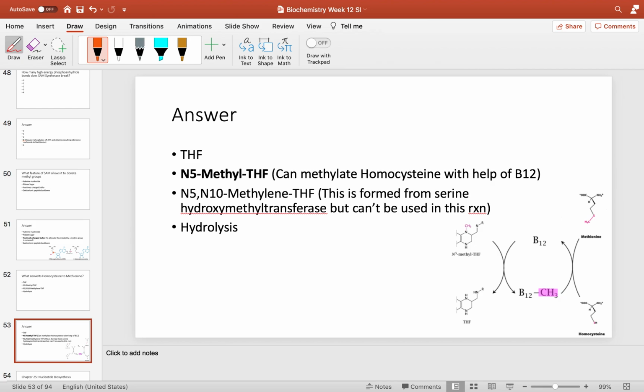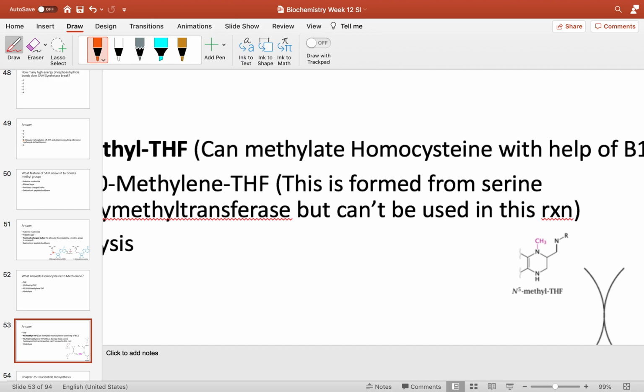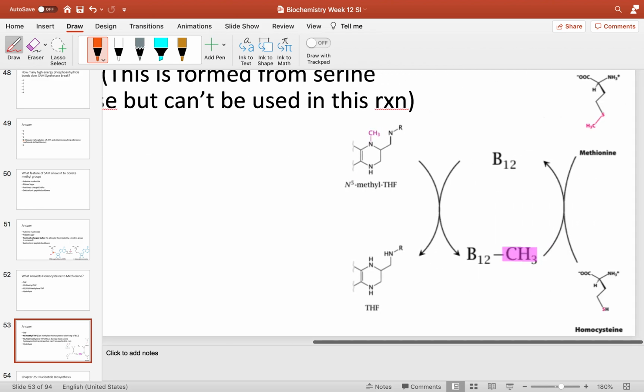Alright, so in this case the answer is N5-methyl THF. Remember, towards the end of the cycle, let's zoom in, we have a lot of homocysteine accumulating. However, this is really bad for us, so we need to add on a methyl here to form methionine. So the N5,N10-methylene THF we created from serine actually won't do the trick. The N5-methyl THF will, where we have a CH3.